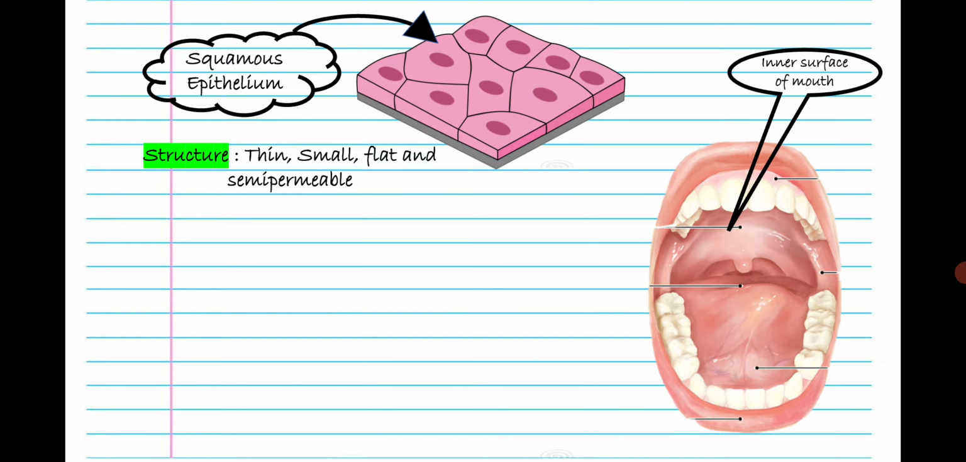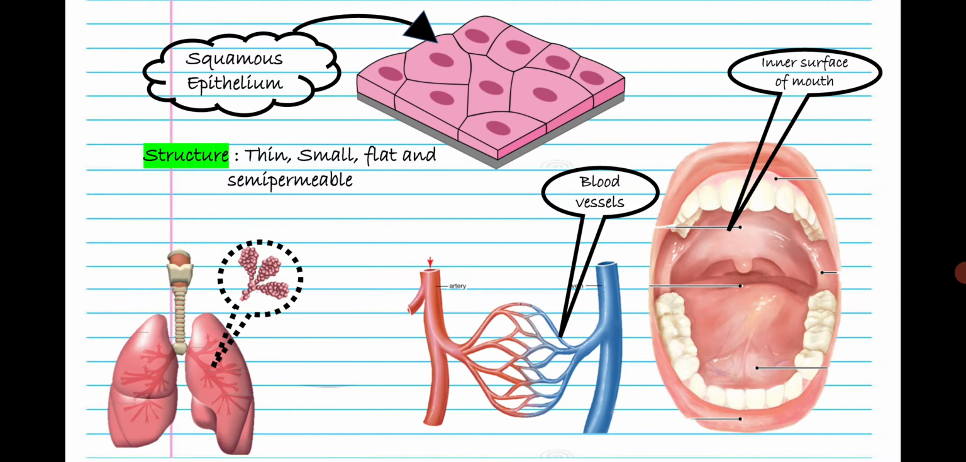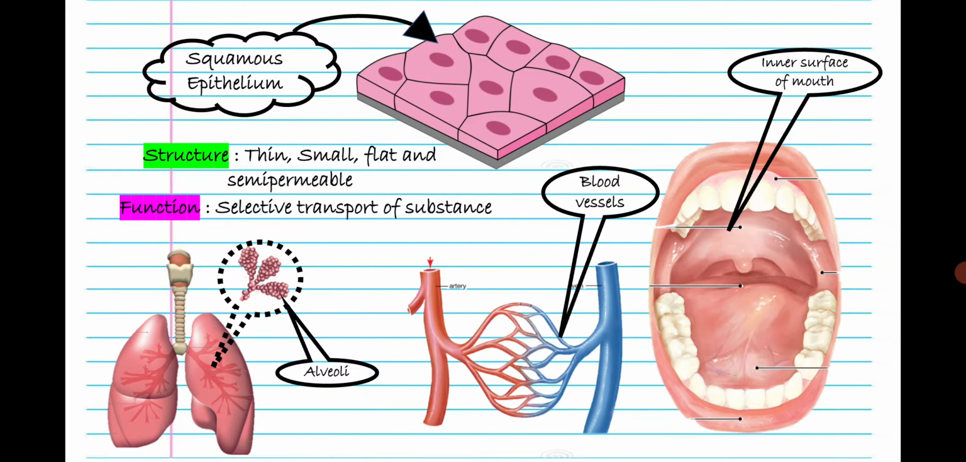They are mostly present in the inner surface of our mouth. They are also present in the inner surface of a blood vessel and alveoli. Here you see the alveoli, which is also made up of simple squamous epithelium tissue. These tissues are thin, flat and semi-permeable. As they are semi-permeable, they allow the entry of a few materials, so they selectively transport some of our substances. So such tissues are known as squamous epithelium tissue.